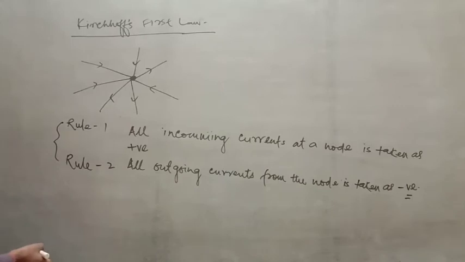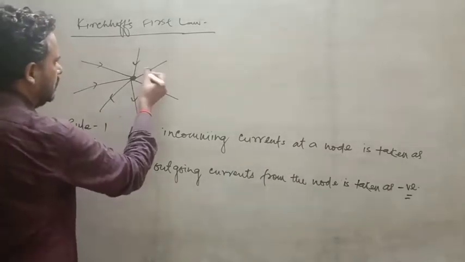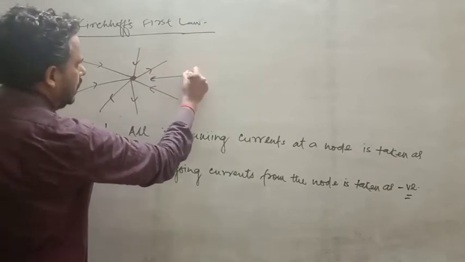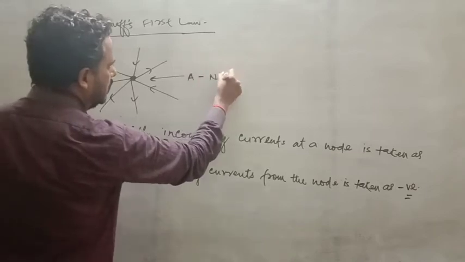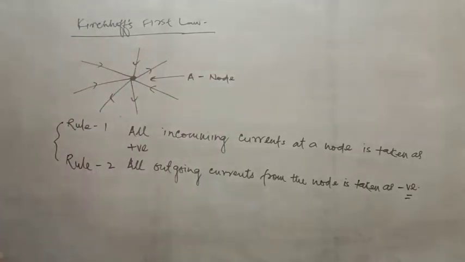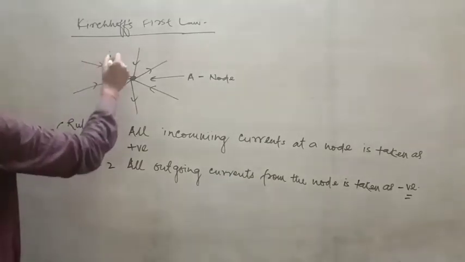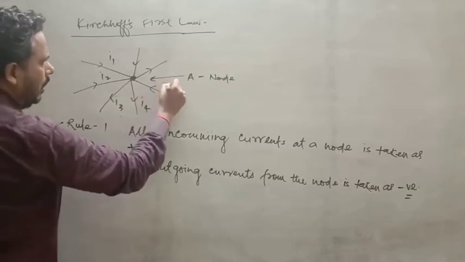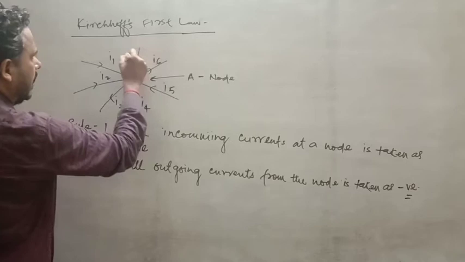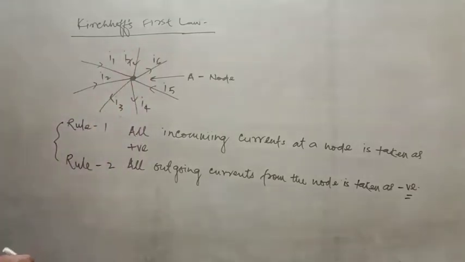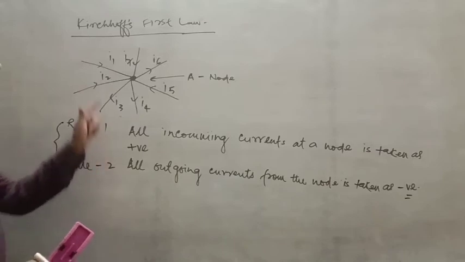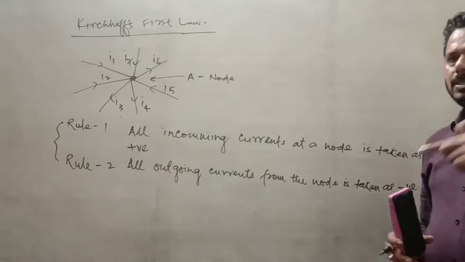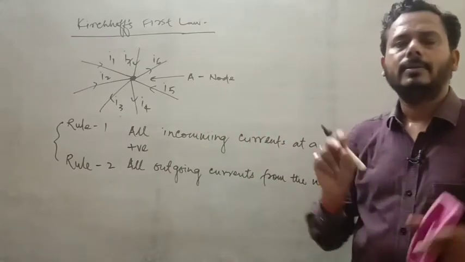Suppose this node, you can give it a name. You just take this one, node A. So A is a node. Now from here you see that there are a number of currents like I1, I2, I3, I4, I5, I6 and I7. According to this first law, the algebraic sum of all currents at this node A is 0.